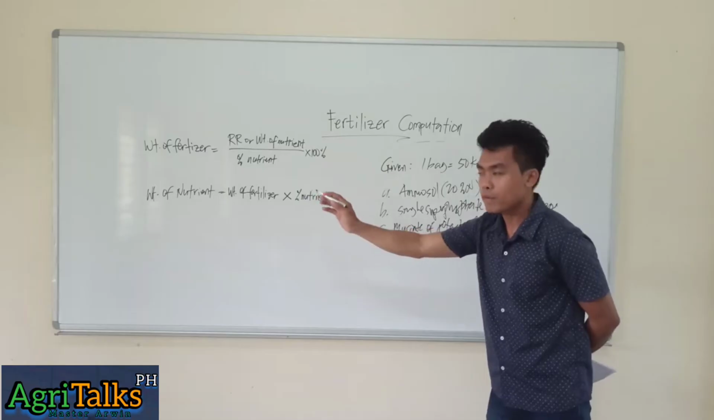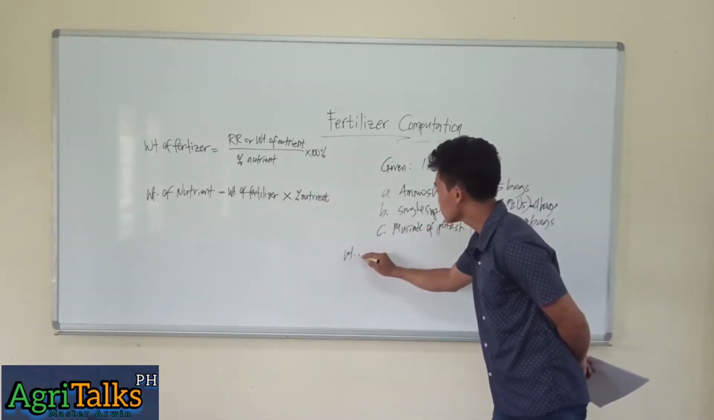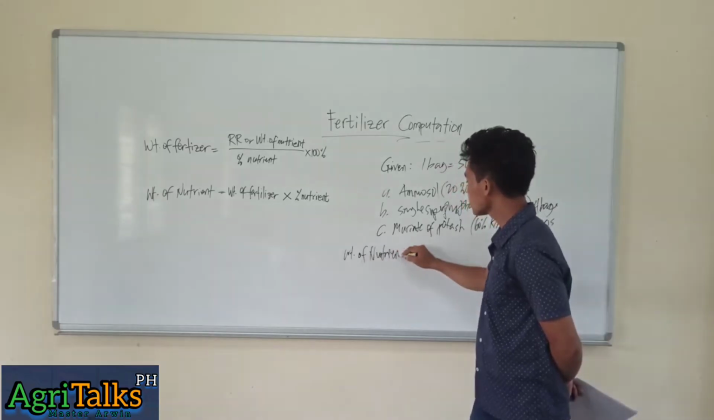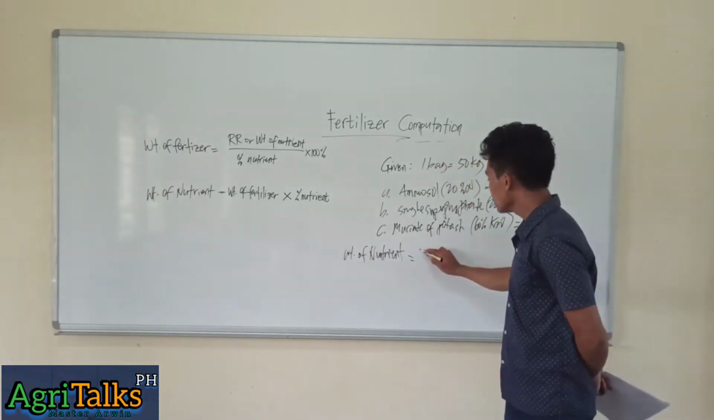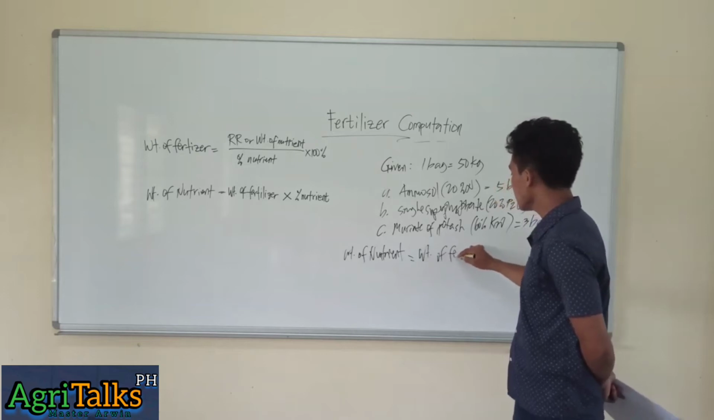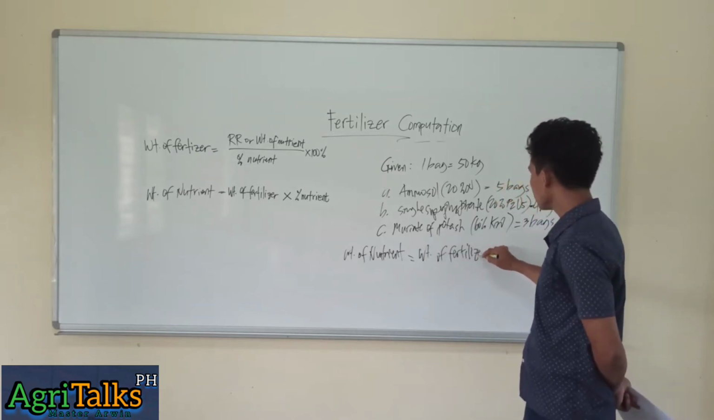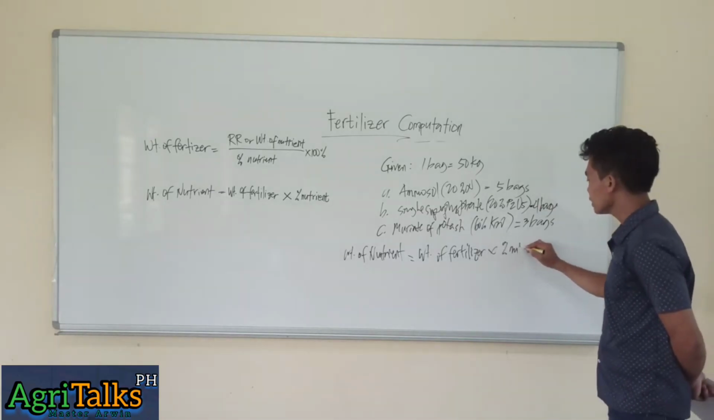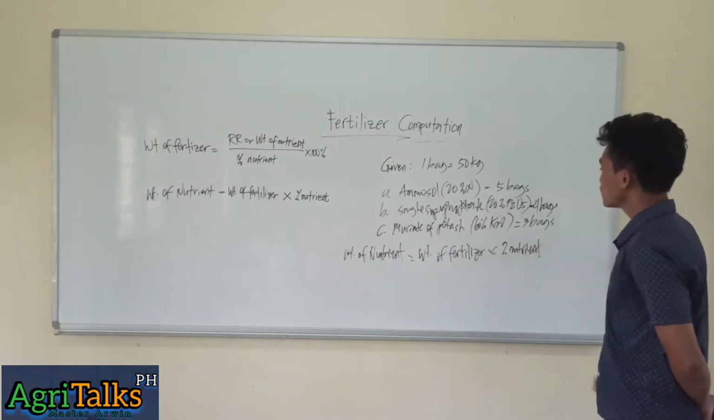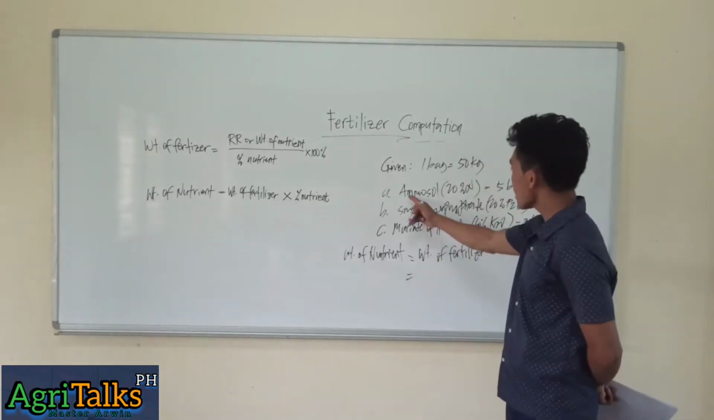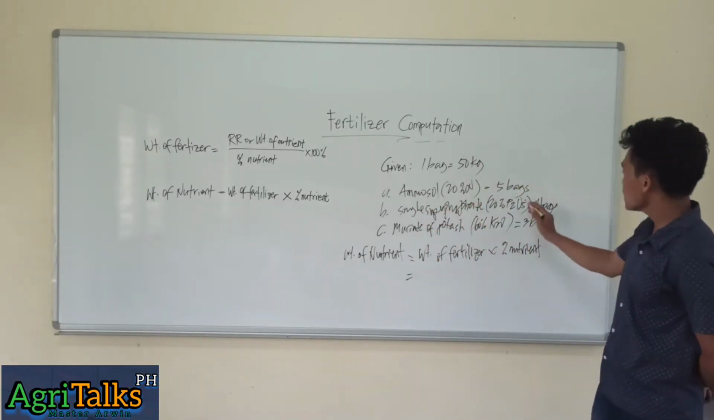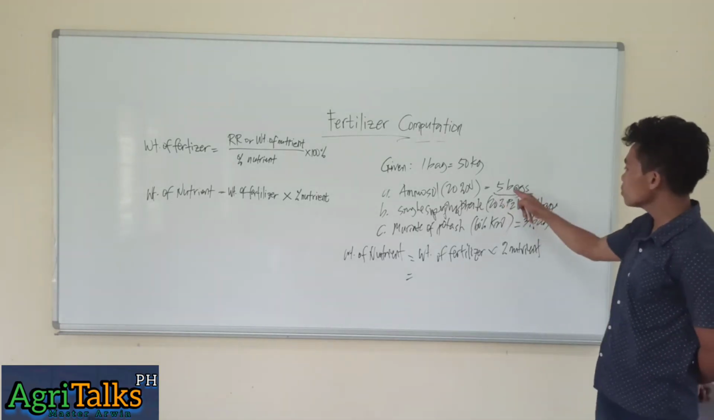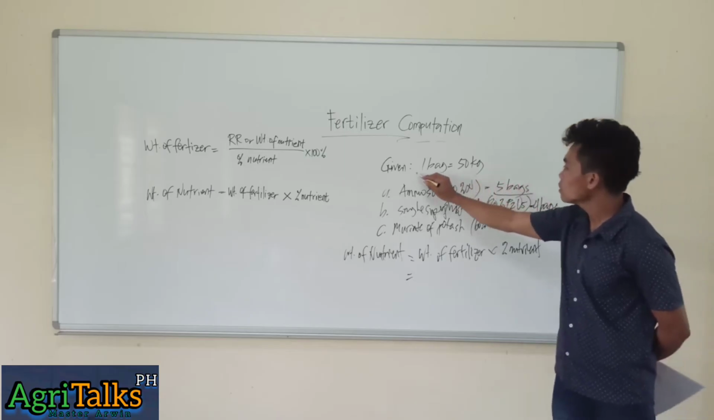So we will copy the formula. The weight of nutrients is equal to the weight of fertilizer times percent nutrient. Okay, so for letter A, the weight of fertilizer is 5 bags. But first, we will convert this into kilograms.